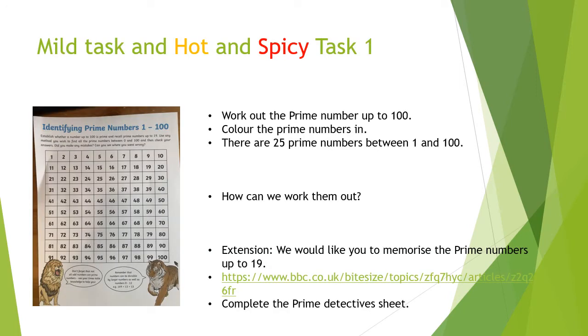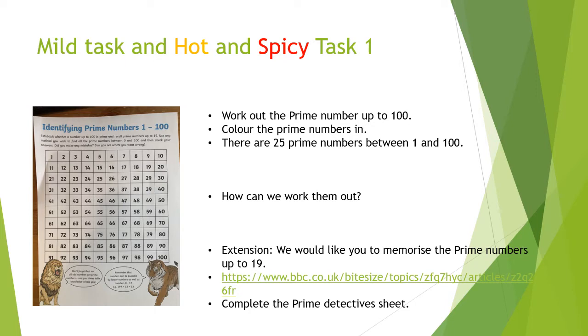Okay, so today, the mild task, and it's the first task, the hot and spicy you're going to be doing as well, is we have a 100 square and we'd like you to identify the prime numbers between 1 and 100. So we're going to colour them in. It doesn't matter what colour you would like to colour the numbers in, any colour at all that makes you happy. You already know that 2 is a prime number, so I've given you that one first. And I can tell you there are 25 prime numbers between 1 and 100.